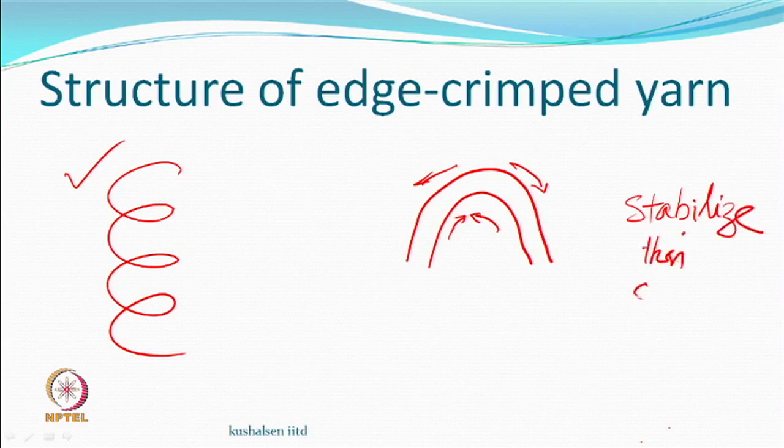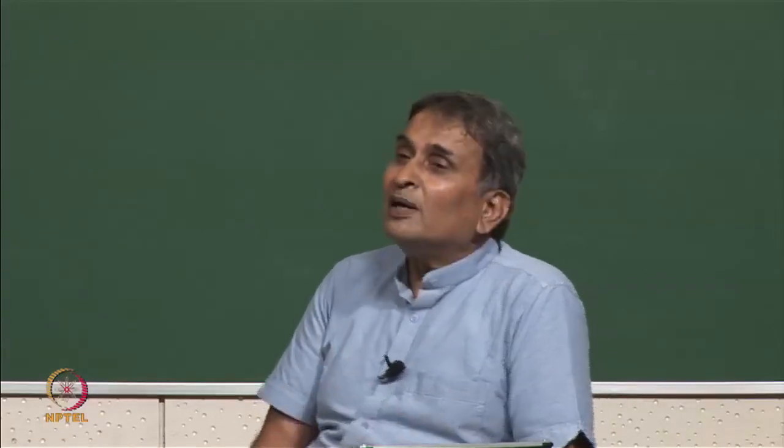What is this structure? The structure is that when you bend, part of it is compressed, outside is extended, and you keep this as it is. Then it will remain in a bent condition.